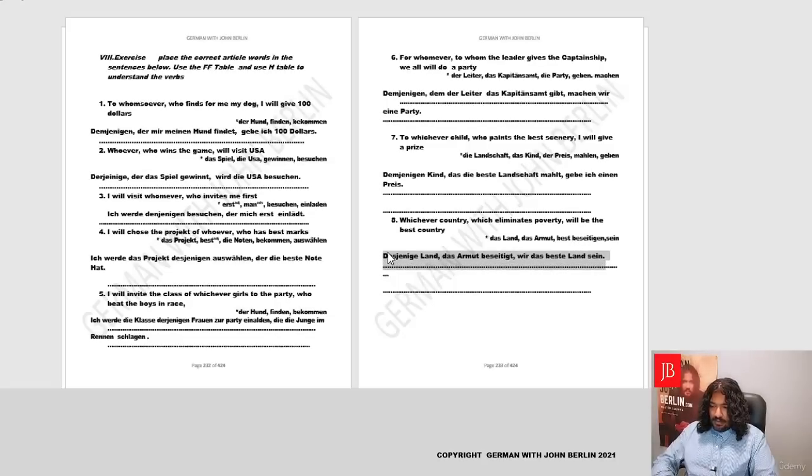Okay, so that was it. We learned a new article word, that is whomever or whichever, quite often used with relative pronouns. So it was a good mixture of article words and relative pronouns. While attempting these, keep both the tables open for your article word as well as your relative pronouns, and you could do these sentences once again by yourself.